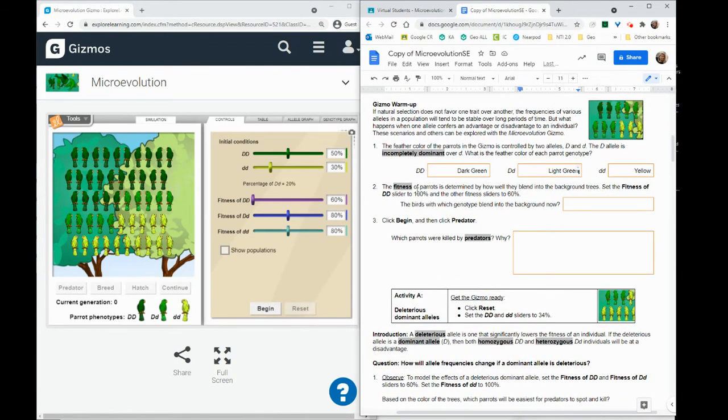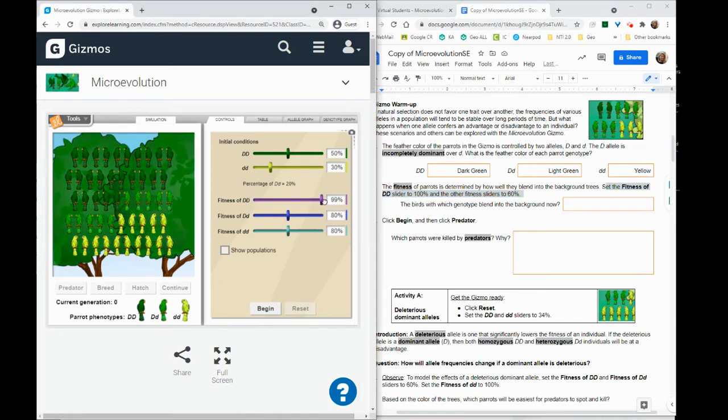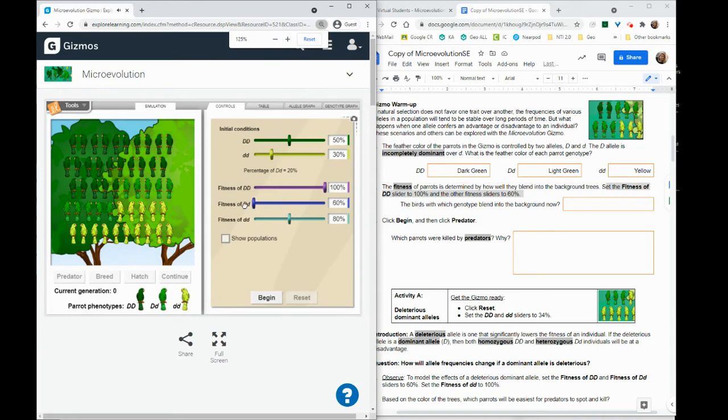The fitness of parrots is determined by how well they blend into the background trees. So when an animal blends into its surroundings, we call that camouflage. So we're trying to figure out the camouflage of the various parrots here. In this case, we're going to set the fitness of the big D slider to 100%, and we're going to set the fitness of the other sliders to 60%.